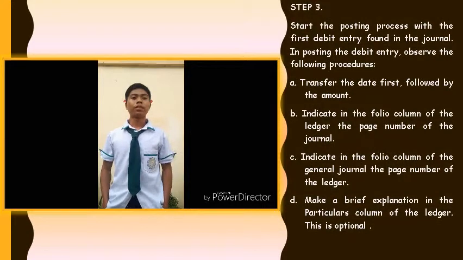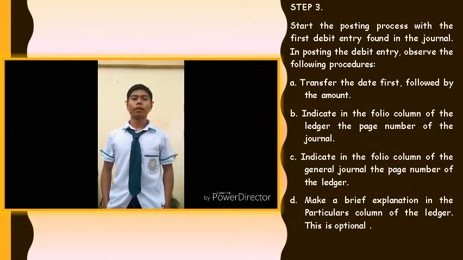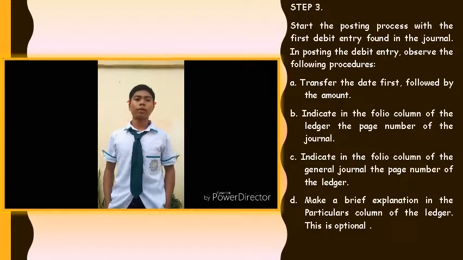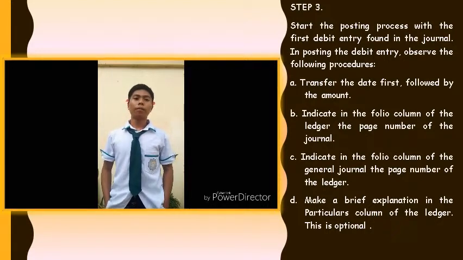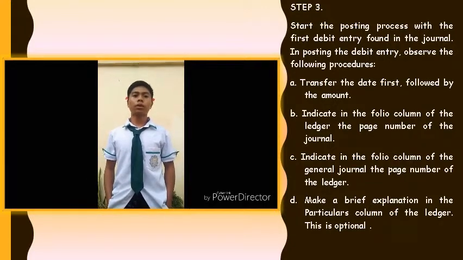Step 3. Start the posting process with the first debit entry found in a journal. In posting the debit entry, observe the following procedures. A. Transfer the date first, followed by the amount. B. Indicate in the folio column of the ledger the page number of the journal.